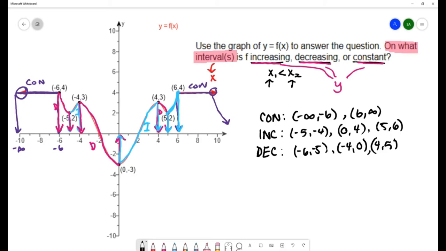So as our final answer, we have intervals of constant being from -infinity to -6, union with 6 to infinity. Intervals of increasing being from -5 to -4, 0 to 4, and 5 to 6. And intervals of decreasing from -6 to -5, -4 to 0, and 4 to 5.